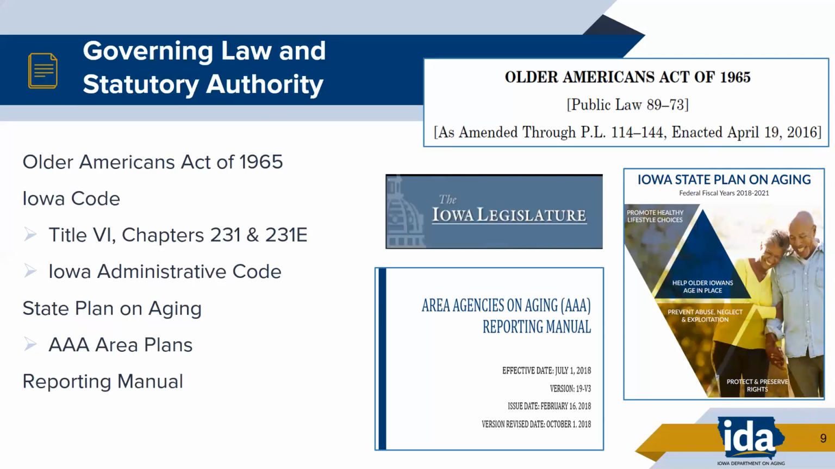The area plan identifies the services the agency will provide, annual projected consumer units and expenditures for those services, identifies prioritized service gaps, plans and planned activities to address them in the plan period, as well as other information. Please refer to the reporting manual for definitions and requirements related to area plan and service delivery.